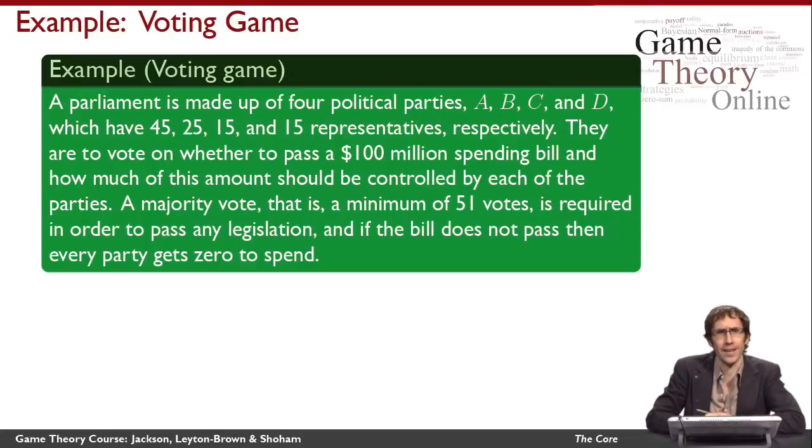Let's begin by looking at an example, which we're going to call the voting game. We're going to think about a parliament that consists of 4 political parties, which we'll call A, B, C, and D. Each of these parties has a different number of seats in the parliament: 45, 25, 15, and 15 respectively. The parties have to vote to decide whether to pass a spending bill of $100 million, and also to decide amongst themselves how to divide that spending between the parties.